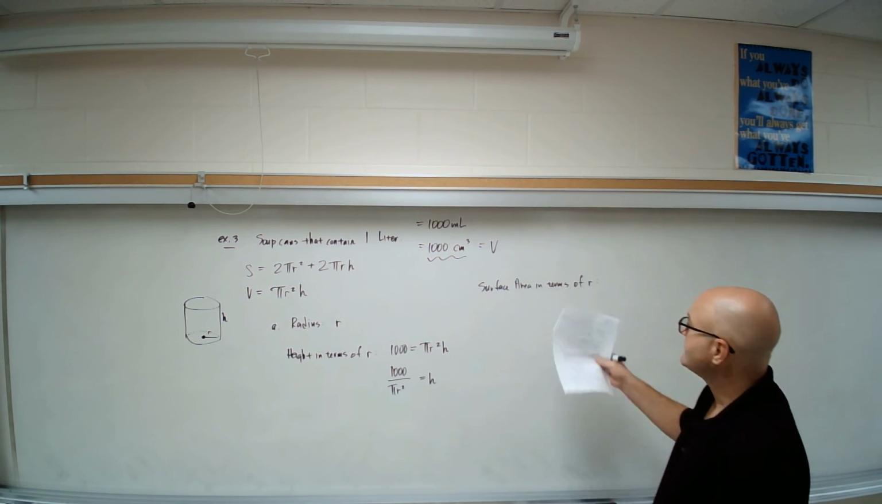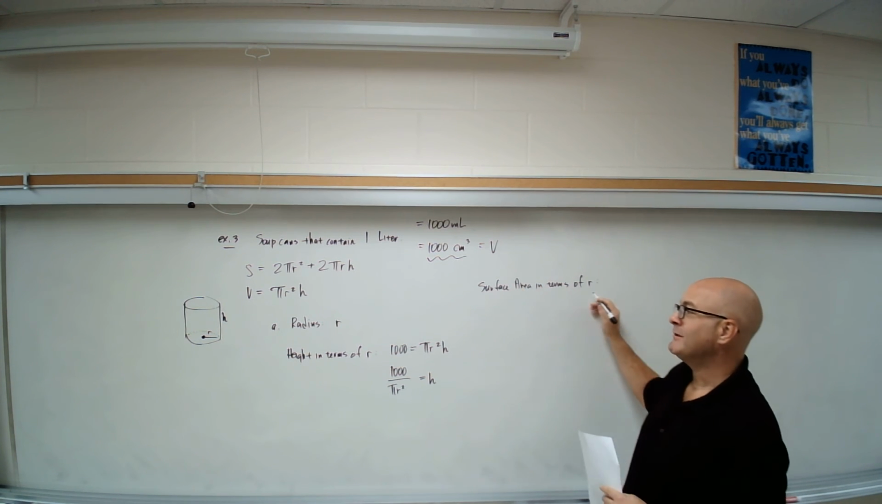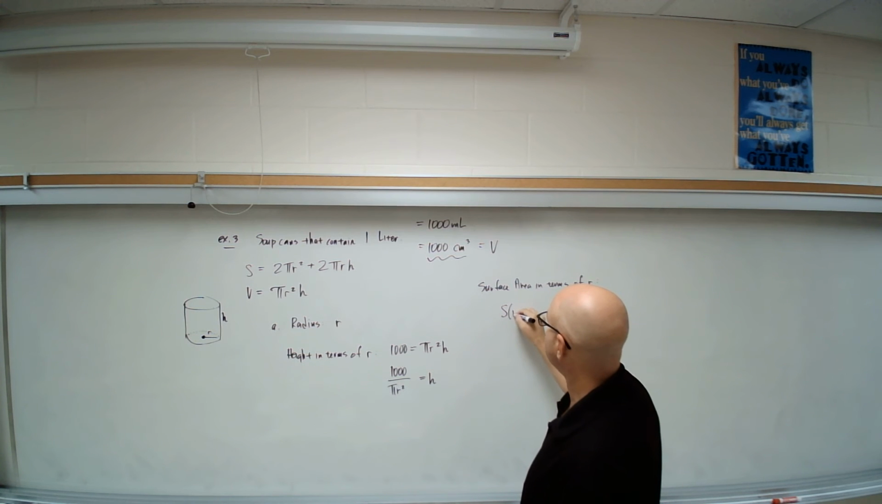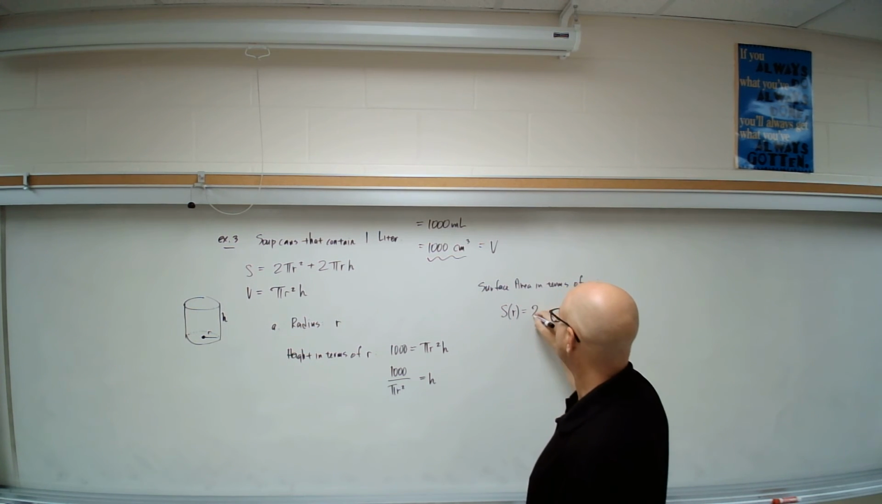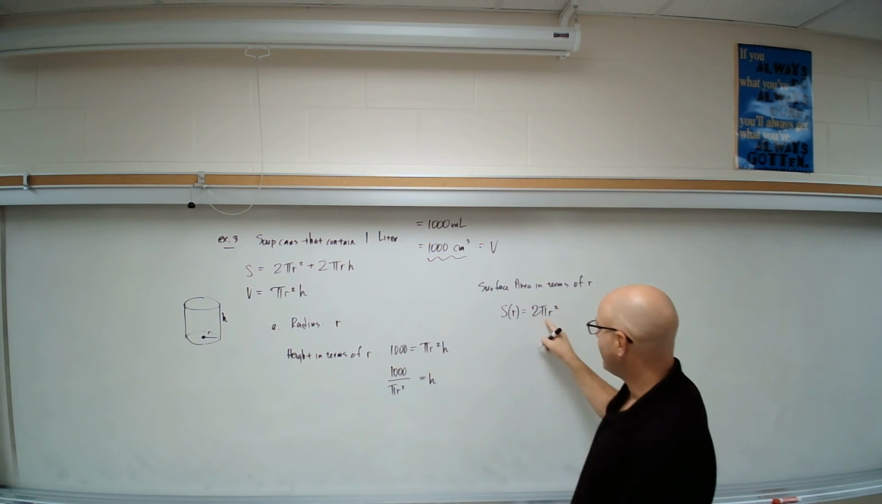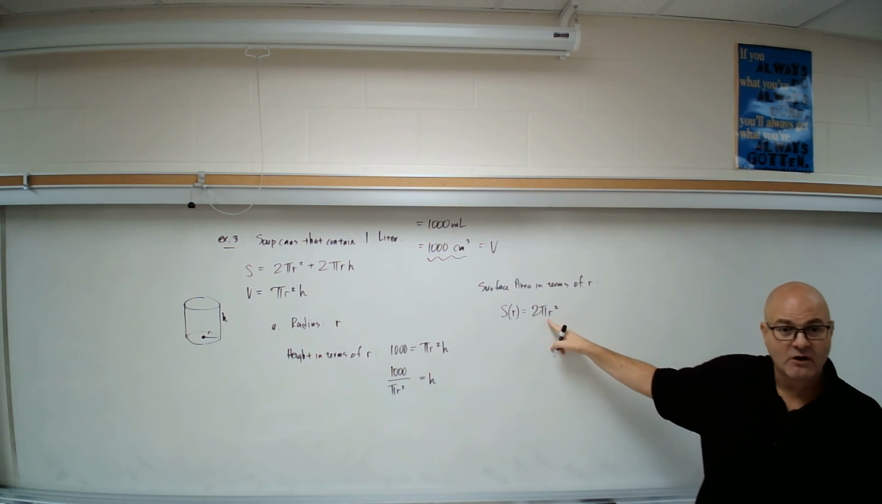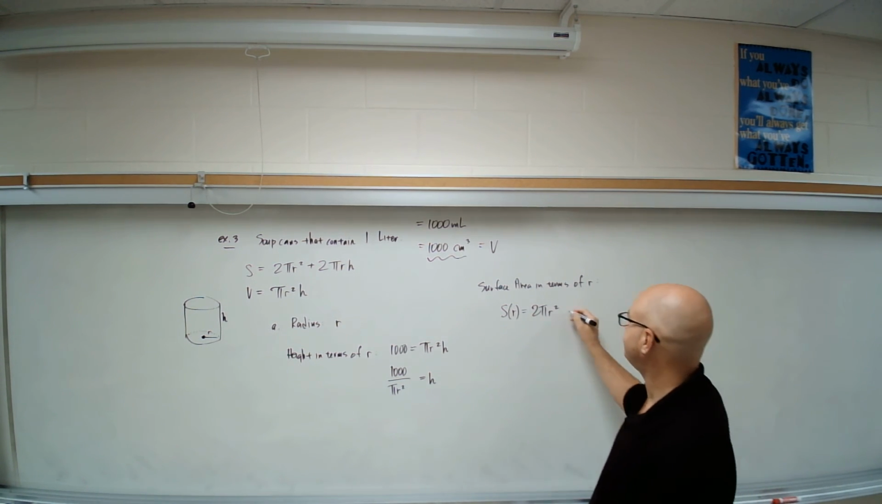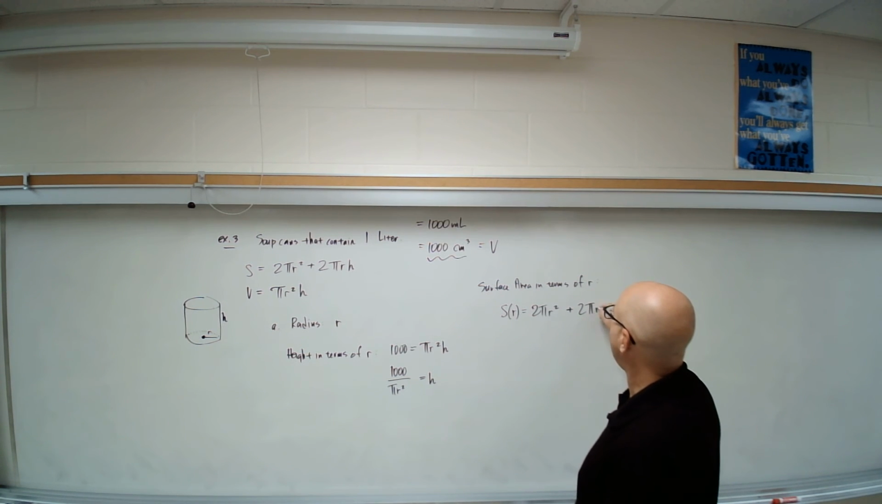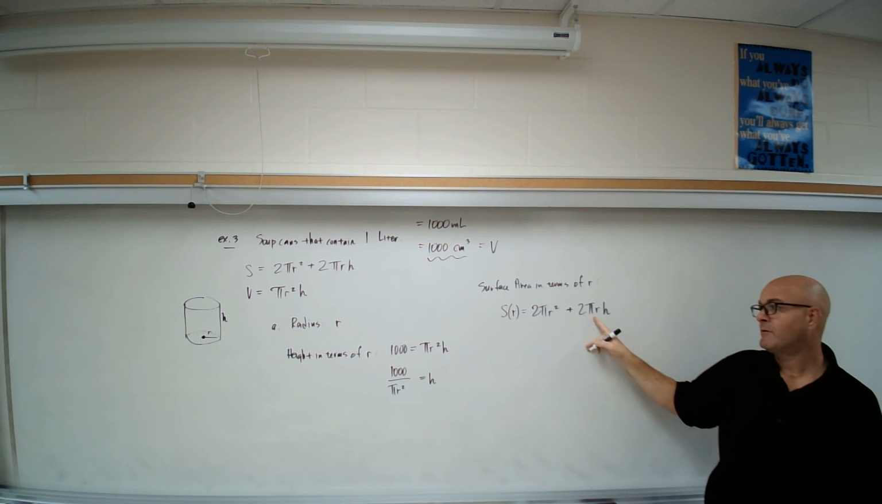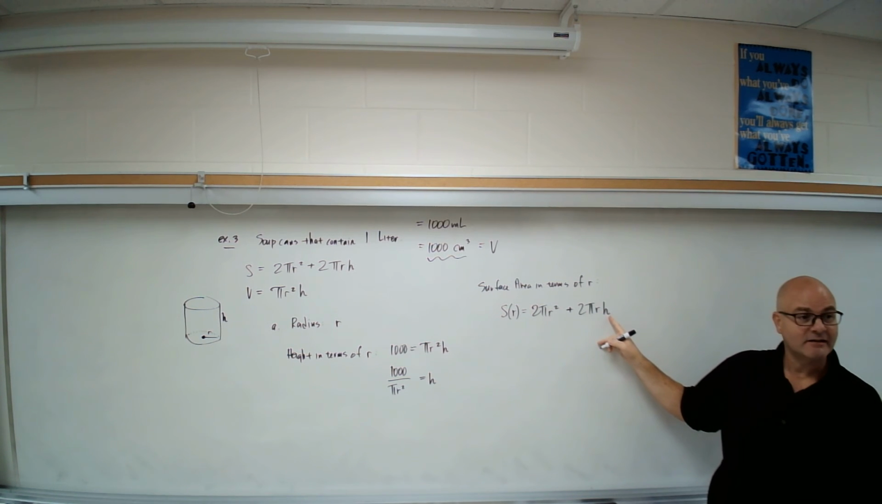Okay, so this is probably where you would start. If we want to find the surface area in terms of R, which is the radius, 2 pi r squared looks great, right? 2 and pi are numbers, r is the variable we wanted, plus 2 pi r h. 2 pi is fine, r is the variable we desired, but h is not, right?